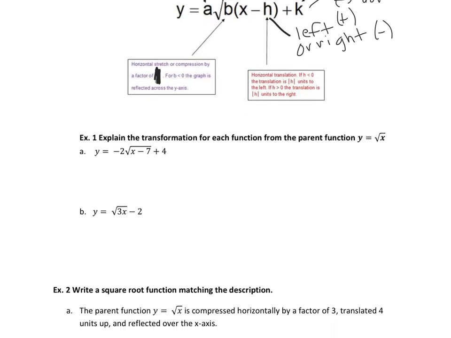Now, example 1, that's exactly what they're asking us to do. They are giving us a function and asking us to explain the transformation from the parent, which is y equals the square root of x. So let's look at each individual piece and describe what's happening with each part. First, I'm going to take care of what's outside of our square root. I have a negative and I have a 2. That means there are two things going on here. The first thing is that I have a reflection over the x-axis.